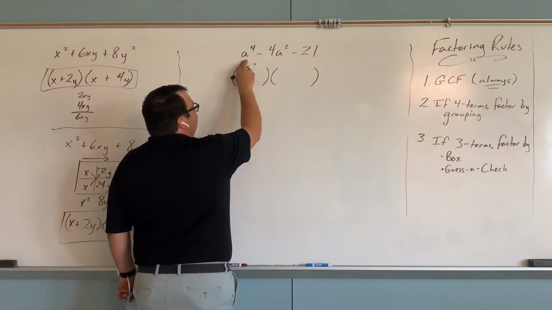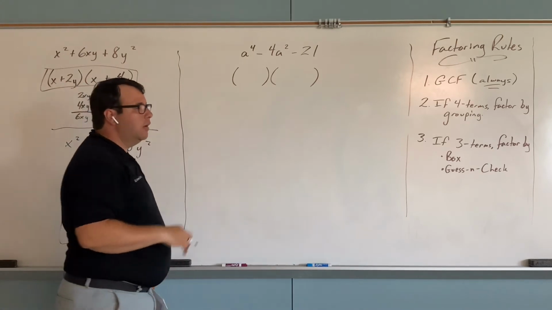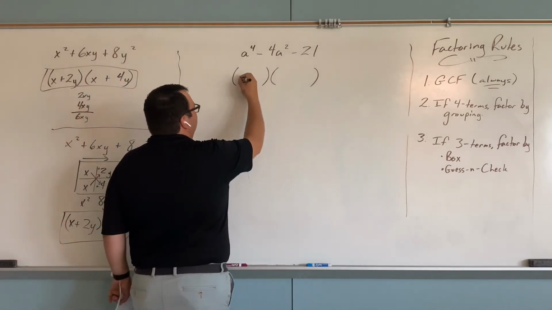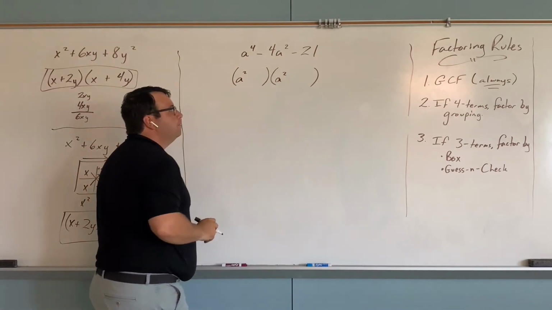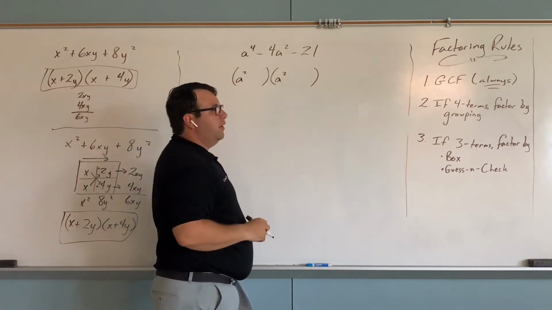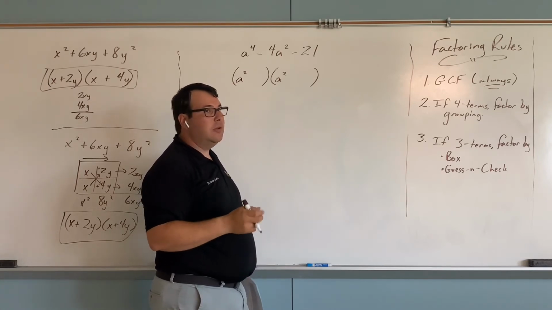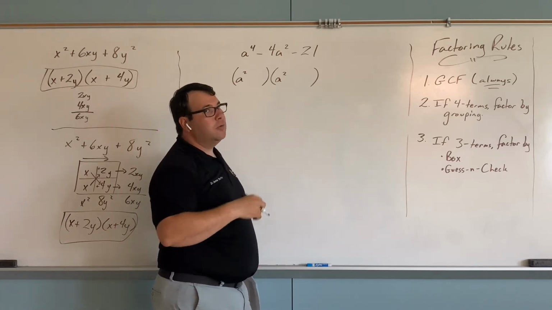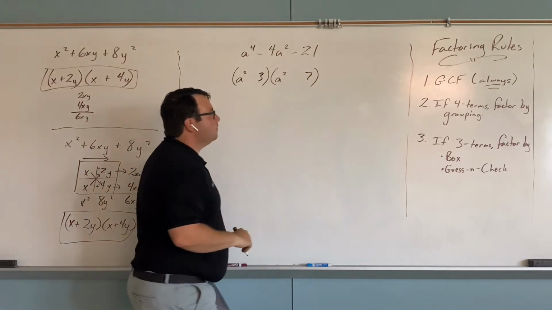What times what could give me a to the 4th? I have a couple combinations there, but think of the one that splits down evenly. So I have a squared and a squared. What times what could give me 21? 1 and 21, 3 and 7. Hey, 3 and 7 might give me 4. Let's try it. I have 3, I have 7.